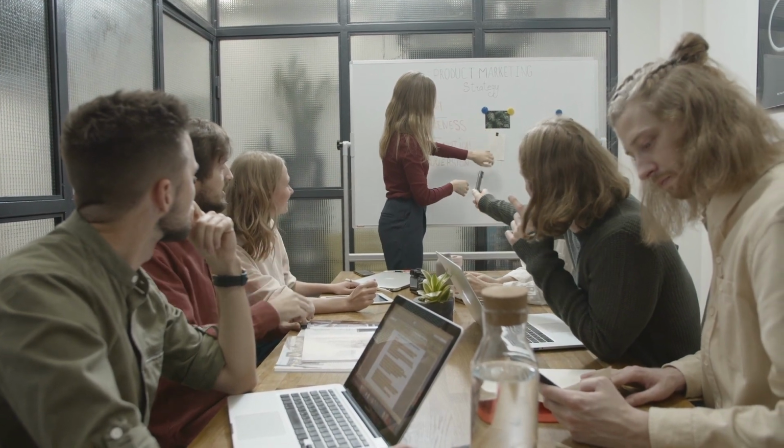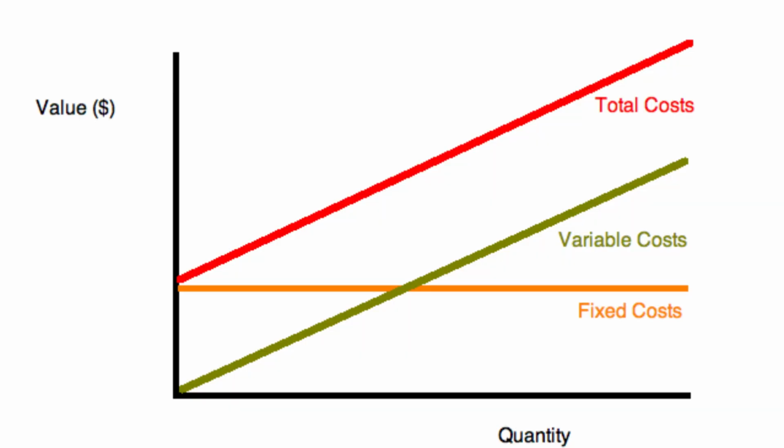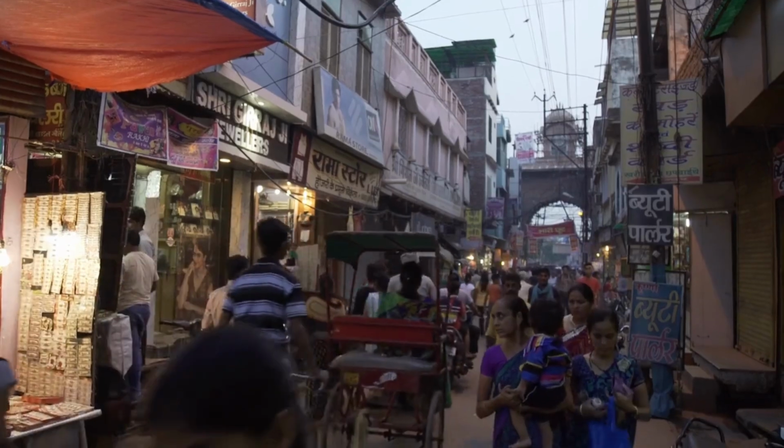The total cost of production is the sum of these costs, and businesses must keep them in check to stay profitable. Understanding costs helps businesses determine pricing, decide how much to produce, and evaluate whether they're operating efficiently. In any market, prices are determined by the interaction of supply and demand.